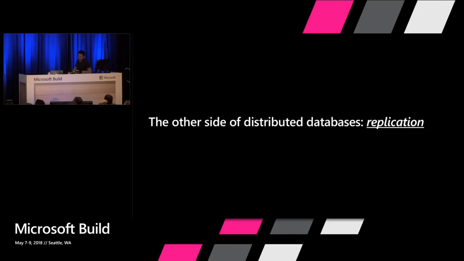So let's now jump over to the other side of distributed databases. We've talked a lot about partitioning. Let's also talk about replication. So partitioning is all about taking a data set and dividing it up, different data across different machines. Replication is all about then copying the same piece of data across multiple machines as well.